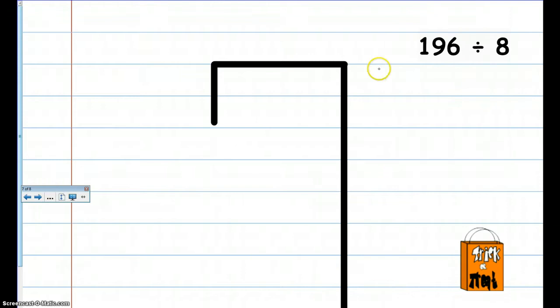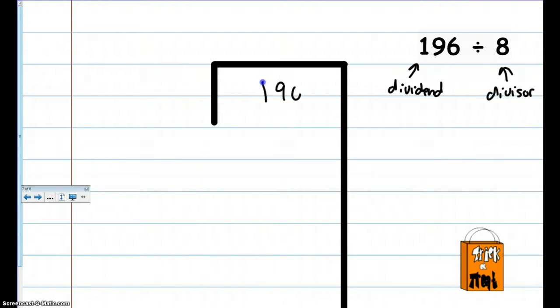Let's do one last example. You should know by now, this is your dividend. This is your divisor. Dividend lives underneath the house. Divisor lives on the outside of the house. So, how many times does 8 go into 196?